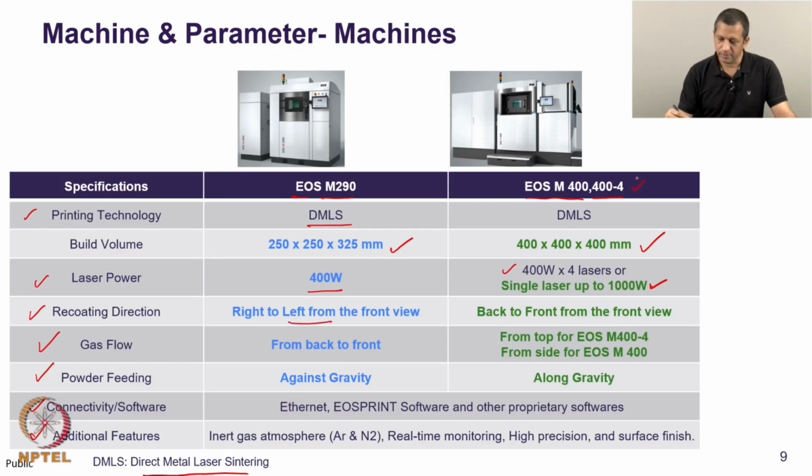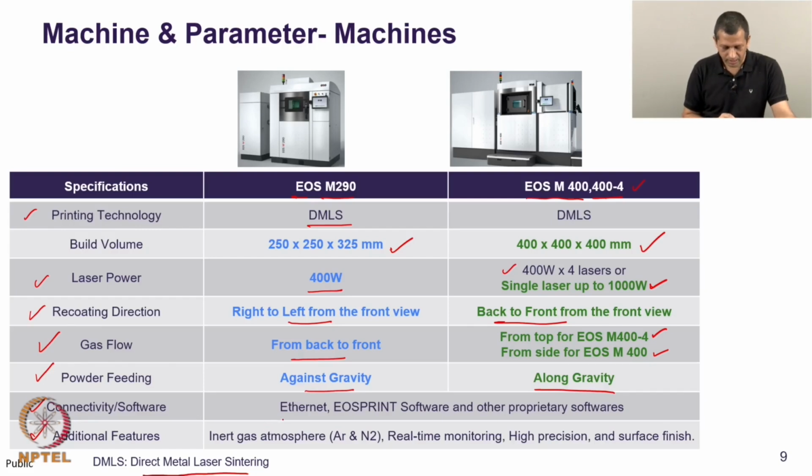In the machine which makes larger volumes, which is M400, the recoater goes from back to front, if we see from the front view. The gas flow is very important in certain gases. For example, inert gases are used. In EOS M290, the gas flow is from back to front. In EOS M400, it is from side, but in EOS M404 it is from top. The powder feeding in M290 is against gravity. The powder is pushed from bottom to top, and in EOS M400 it is spread on top of the build part.